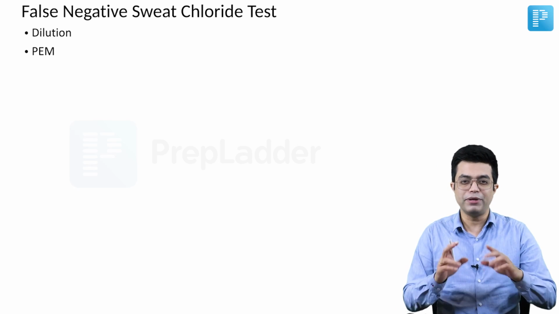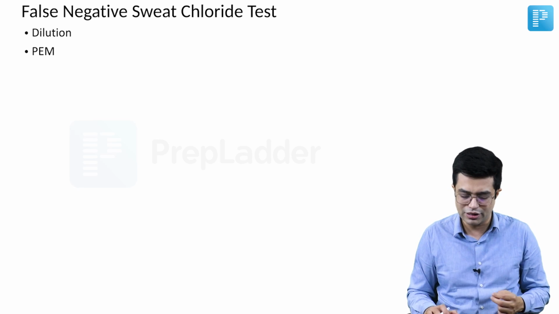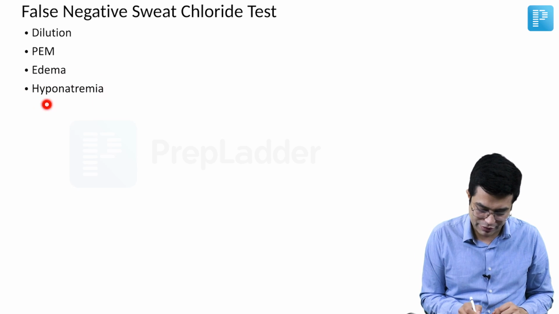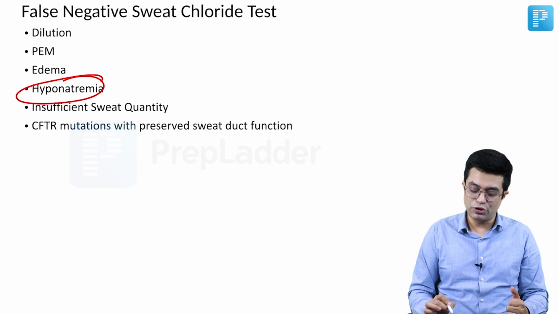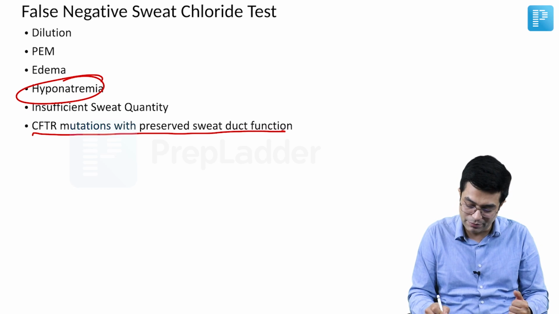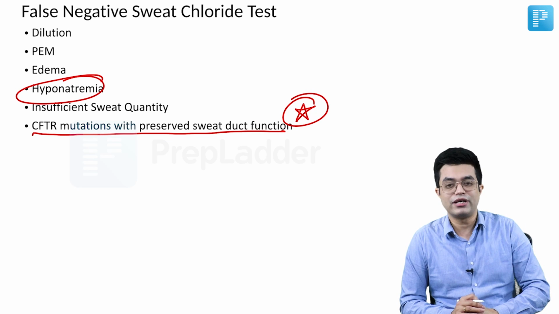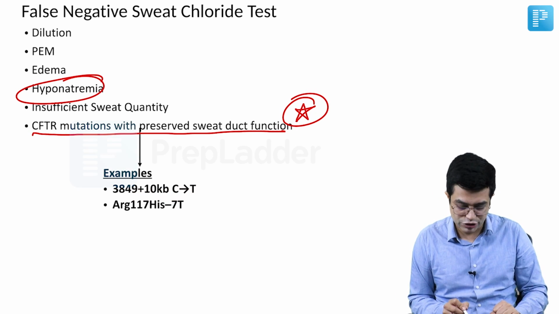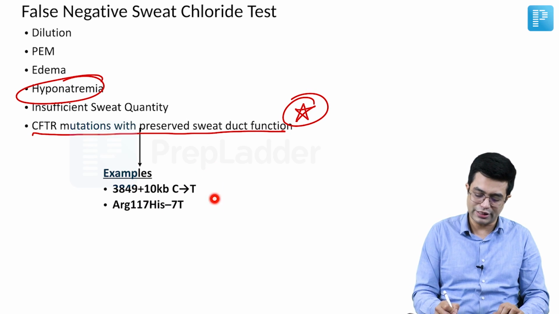Another cause is PEM. So PEM can cause both false positive and false negative sweat chloride test. Can be a potential MCQ again. Edema, hyponatremia, very, very important. Hyponatremia. And then you have insufficient sweat quantity and then CFTR mutations with preserved sweat duct function. This can be an additional MCQ. What are the CFTR mutations where there is a preserved sweat duct function? One is 3849 plus 10 kb C to T conversion, and second is arginine 117 histidine mutation. So these are the two mutations that you need to remember can cause a false negative sweat chloride test.